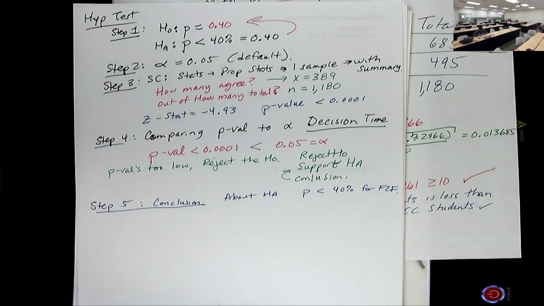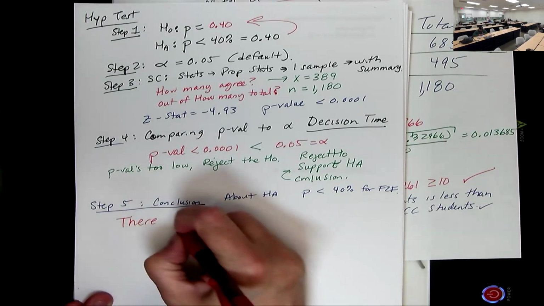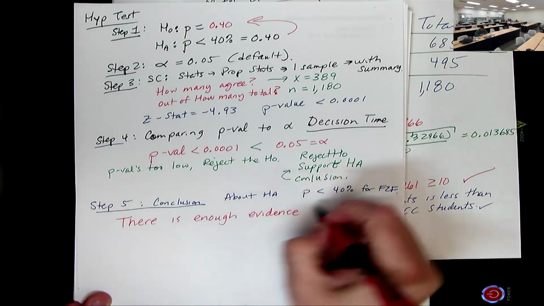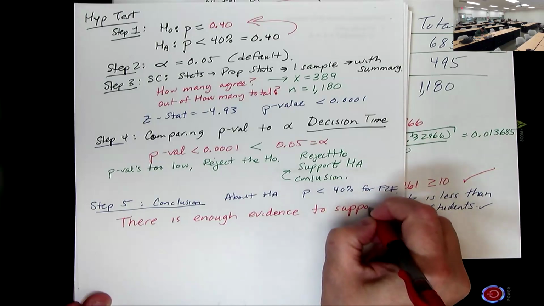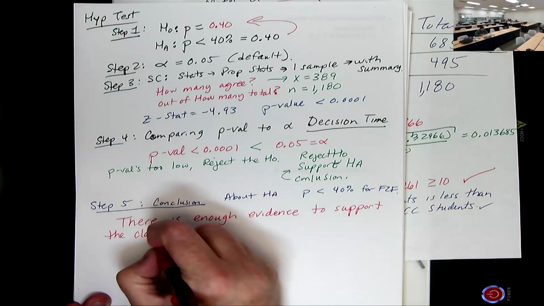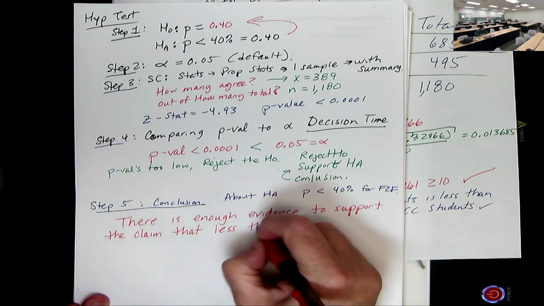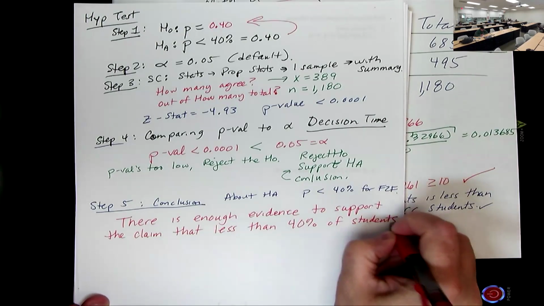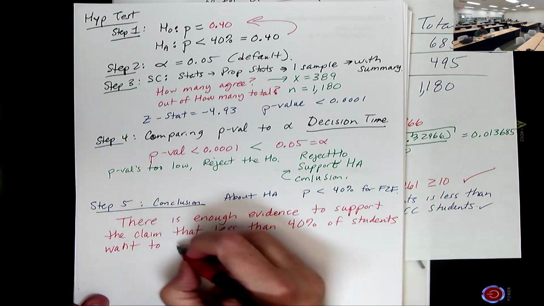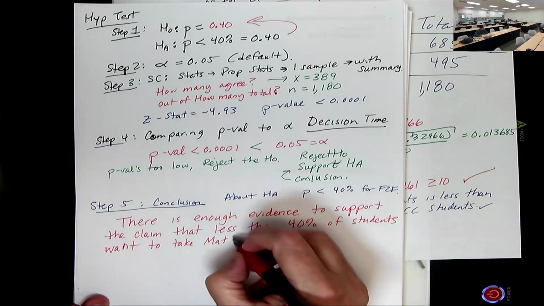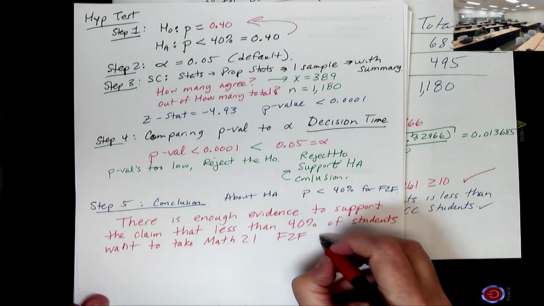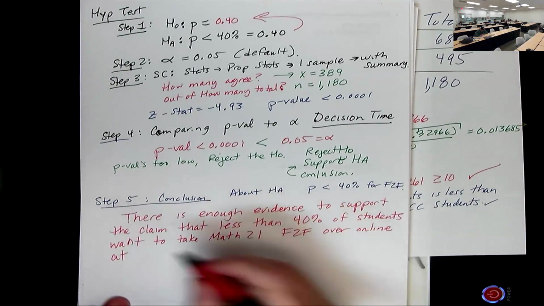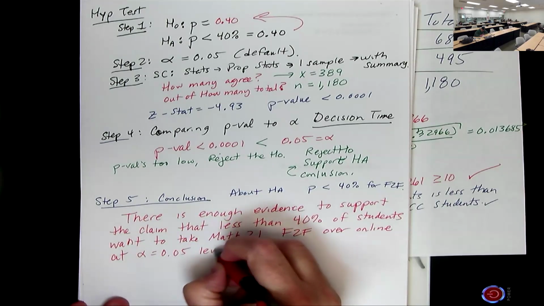So our statement of conclusion is going to say there is enough evidence to support the claim that less than 40% of students want to take Math 21 face-to-face over online, at alpha equals 0.05 level of significance.